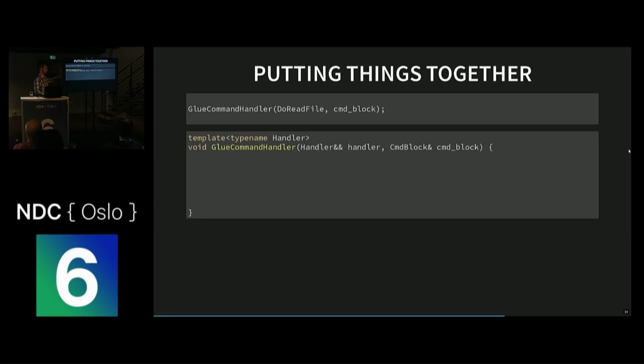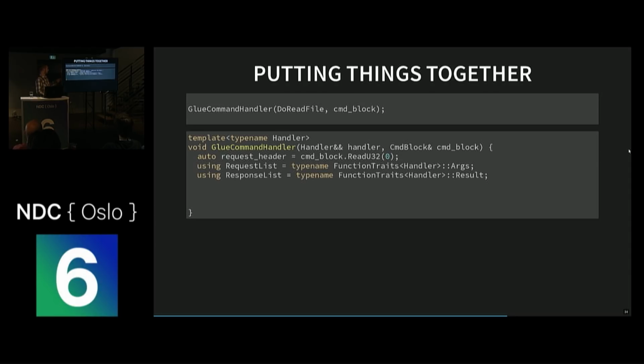You can see it's not that big. We basically want a template function that takes the handler function and the command block. At the beginning, we do the request header reading to make sure that the number of given parameters actually matches what's expected by the function. Then we use our function traits to get a request list and a response list. Once we get that, we can do the verification logic. I omitted that in this case.